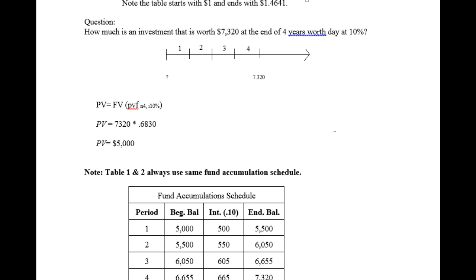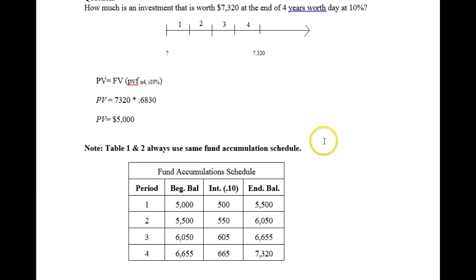Well, given that it works that way with $1, it would work that way with any amount of dollars. How much is an investment that's worth $7,320 at the end of 4 years worth today if you could invest it at 10%? I think you already know that. We did it, but let's use the formula. Take the future value, 7320, and realize we're looking for the present value, so go to the present value table. N equals 4, I equals 10%, interest factor 0.6830, times it out, and you got it. It equals $5,000.